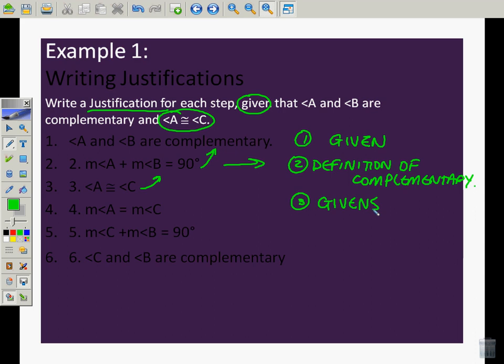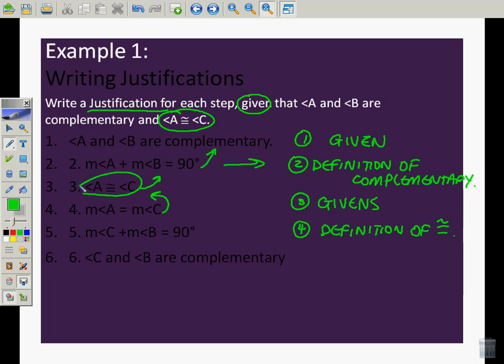Okay, so when I look at 4, 4 is saying the measure of angle A is equal to the measure of angle C. I'm going to look back to the previous line. Are they related? They are related. They both say that the two angles have the same measure. Well, this to me is just definition of congruence. Because look, it's saying that the measures are equal. Well, we know that's true because that's what congruent means. That's what this means. Okay?